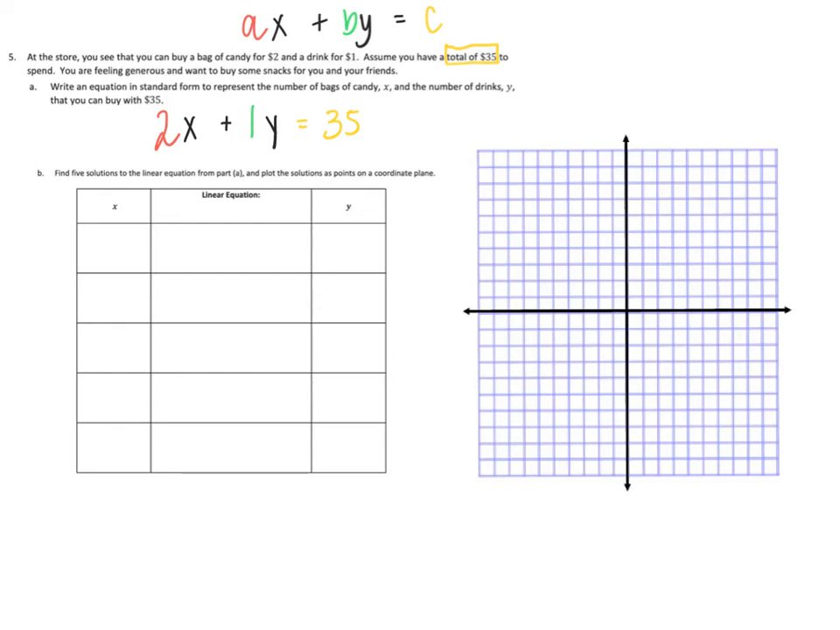Okay? So using this equation, I want you to go through this table and figure out the different combinations of bags of candy and drinks you could buy.